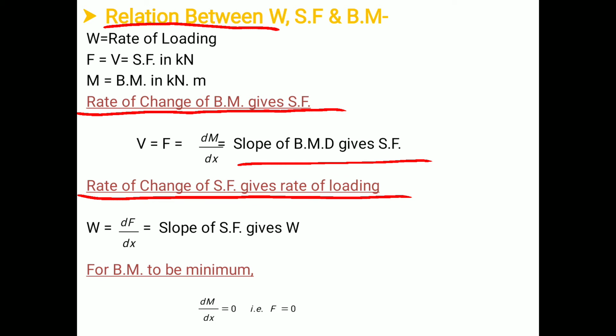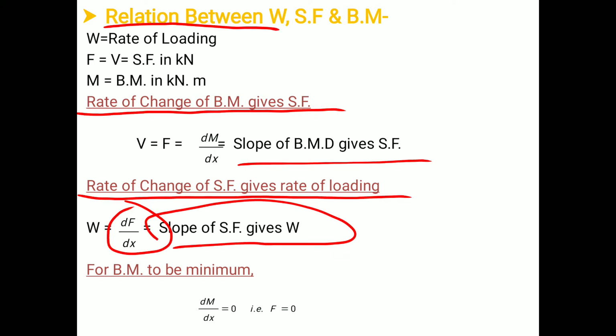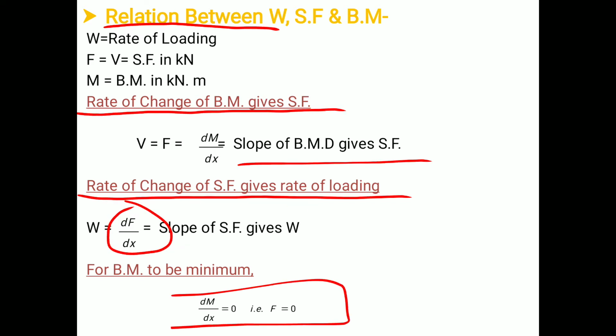Remember that loading is denoted by the letter W, which is equal to dF upon dx. So it indicates that the rate of change of shear force with respect to x direction is equal to the intensity of loading. Therefore, dF upon dx is nothing but the slope of shear force, which gives the value of loading intensity. And next one, as discussed earlier, again dM upon dx is equal to 0, that is F is equal to 0 for the minimum or maximum value.